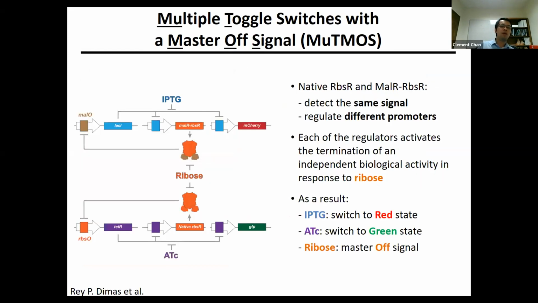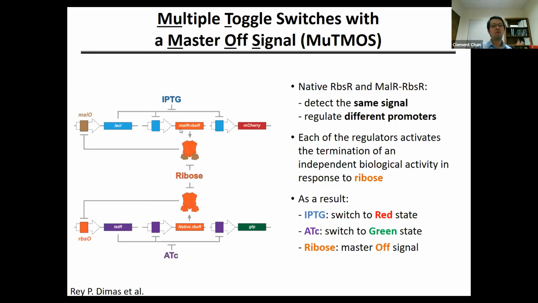As I described earlier, the hybrid regulators that we have developed can control gene expression driven by different promoters, but they can respond to the same small molecule as an inducer. Here, for example, we have two regulators shown on this slide. Both of them can respond to ribose as an inducer, but each of them controls gene expression driven by a different promoter. By using these two regulators, we then build two different toggle switches.